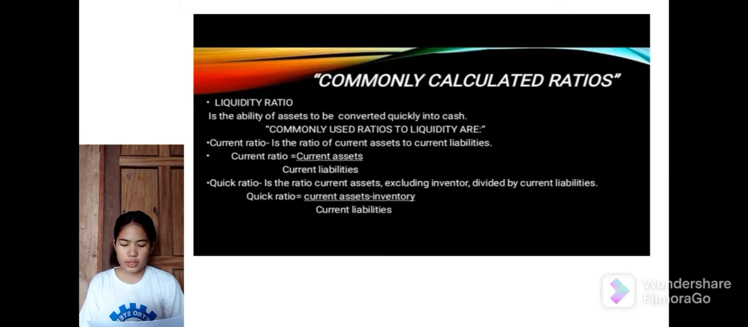The current ratio is the ratio of current assets to current liabilities. Current ratio is equal to current assets divided by current liabilities. The quick ratio is the ratio of current assets excluding inventory divided by the current liabilities. Quick ratio is equal to current assets minus inventory divided by current liabilities.